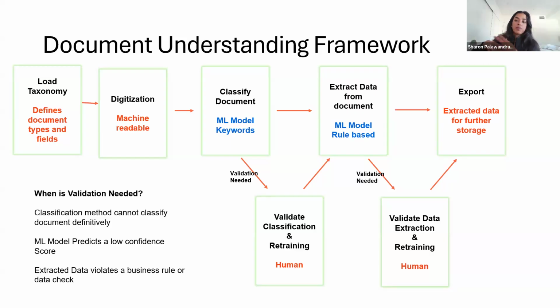So once the extraction is complete, you can either export as is, add business implementations, or export and do another RPA-based ERP processing. But this would be the heavy lift of a document understanding framework, right?